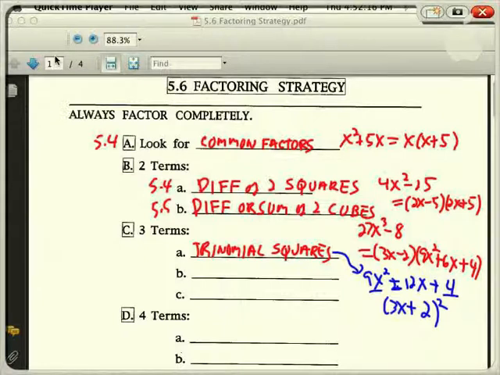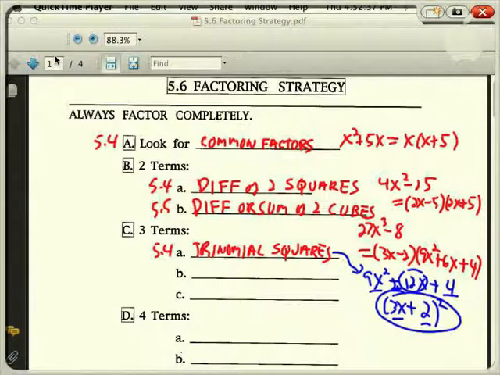And to test it, you multiply the 3x and the 2, you get 6x, and double it. You notice that's exactly what we have here. This would be how 9x squared plus 12x plus 4 factors. And if you need practice with trinomial squares, check out 5.4.